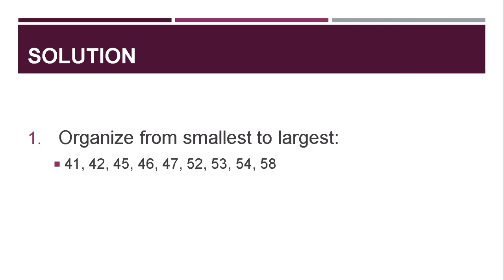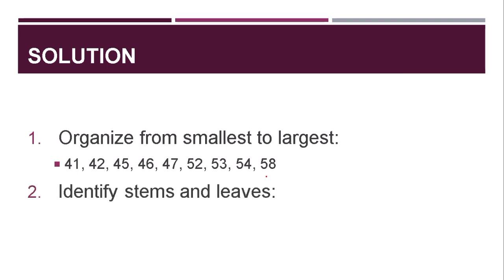The solution. You have to organize the data from the smallest to the largest. Rearranging it will give you 41 as the first number and 58 as the last number. You identify the stems and the leaves. The stem is the leading number. Here 4 is the stem and 1 is the leaf.